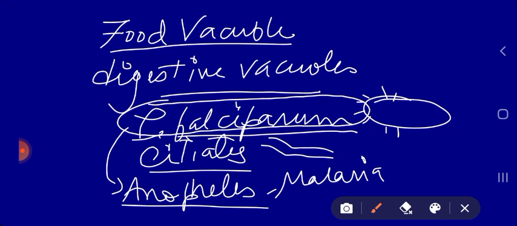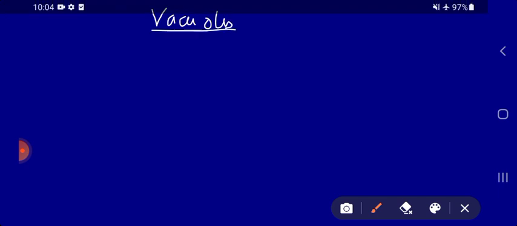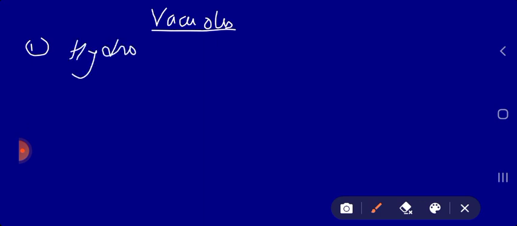Now we will discuss the function of your central vacuole. Just like lysosomes, the function of vacuole is somewhat similar. First function is vacuoles contain a variety of hydrolytic enzymes.